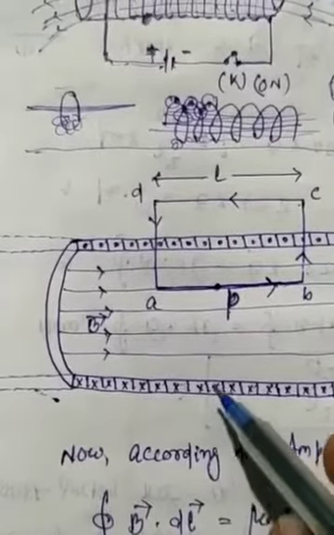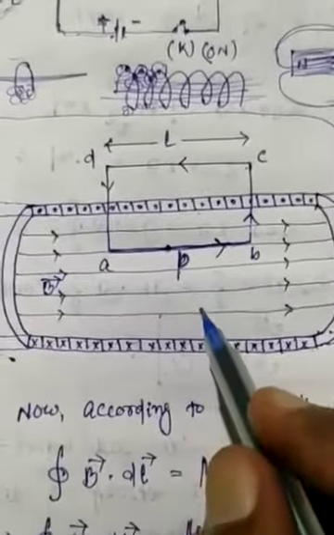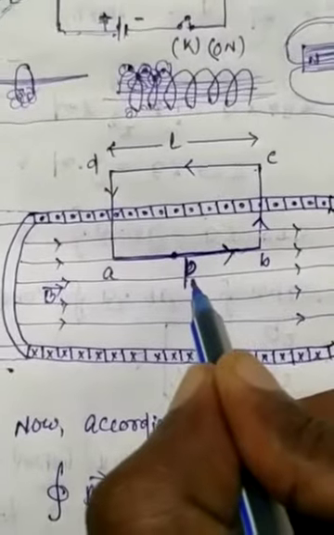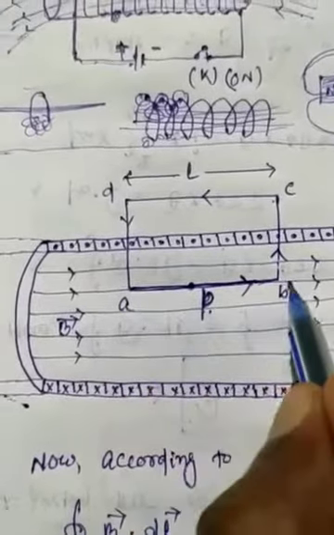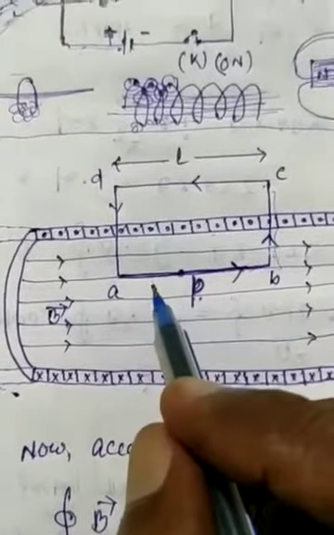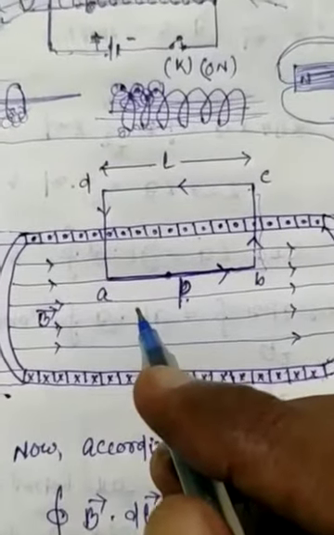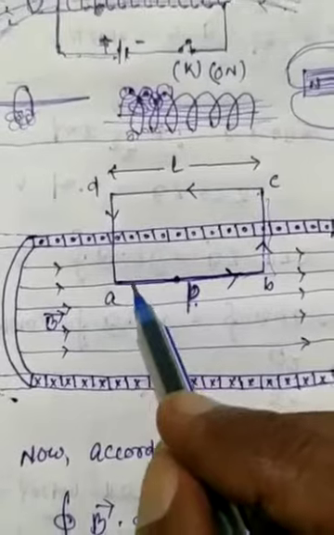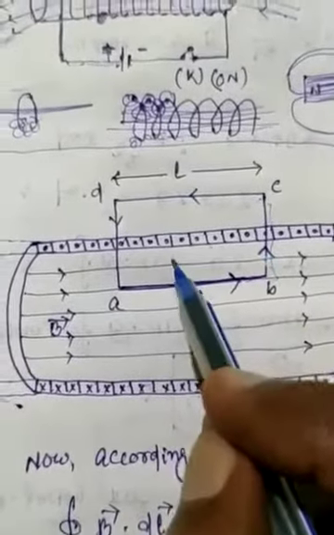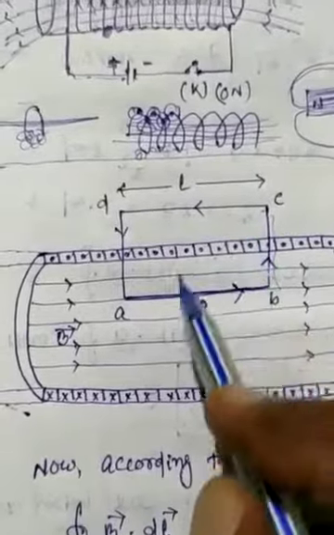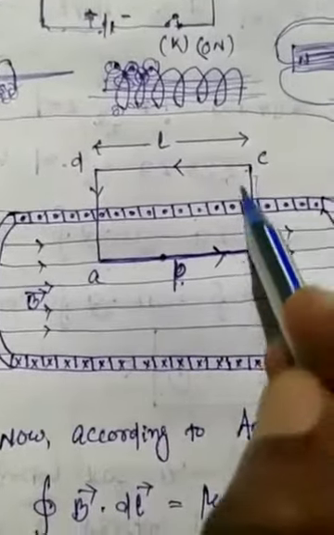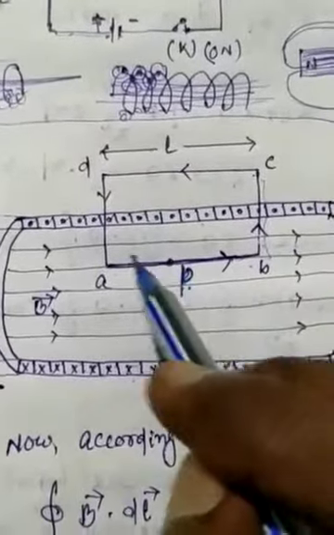To determine the magnetic field B at any point P, let us consider a closed loop ABCD. ABCD is known as the Amperian loop of length L at the middle of the solenoid. In the middle of the solenoid, surrounding the point P, we take a rectangular Amperian loop ABCD.